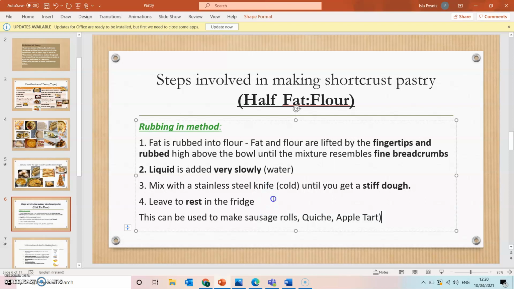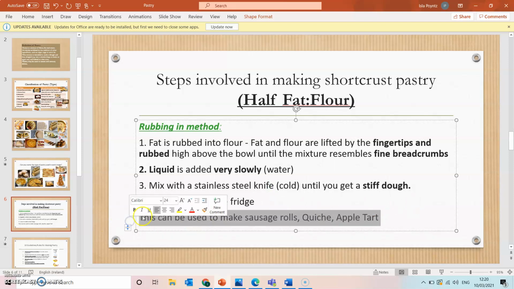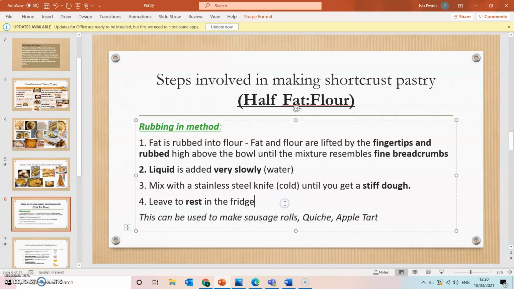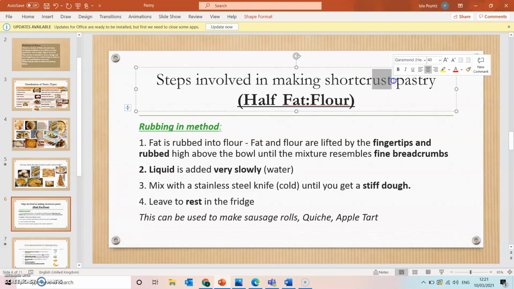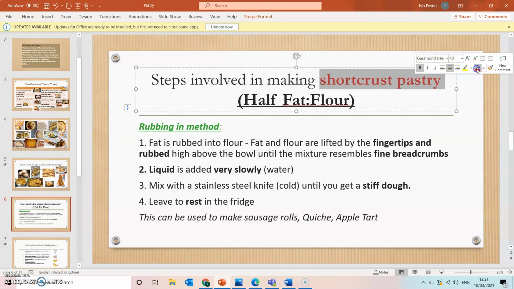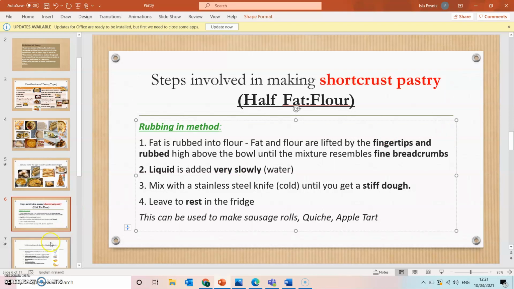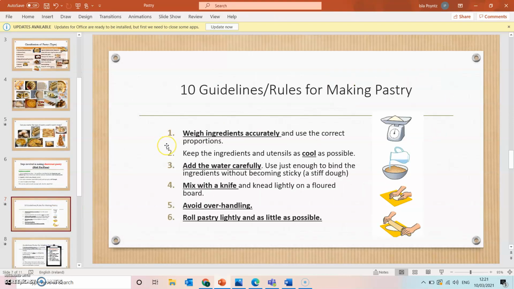Right? So that's some of the things that it can be used to make. So that's to give you an idea, and that's just a short crust, simple short crust pastry. Okay? Now, we have to take some guidelines into account when we are making a pastry. I'm just going to highlight short crust because it's a very important word. Okay, short crust pastry. So the guidelines for making pastry.